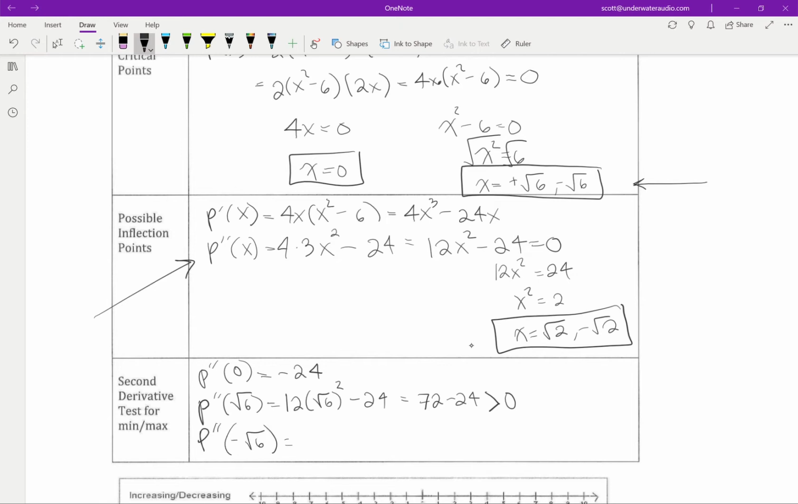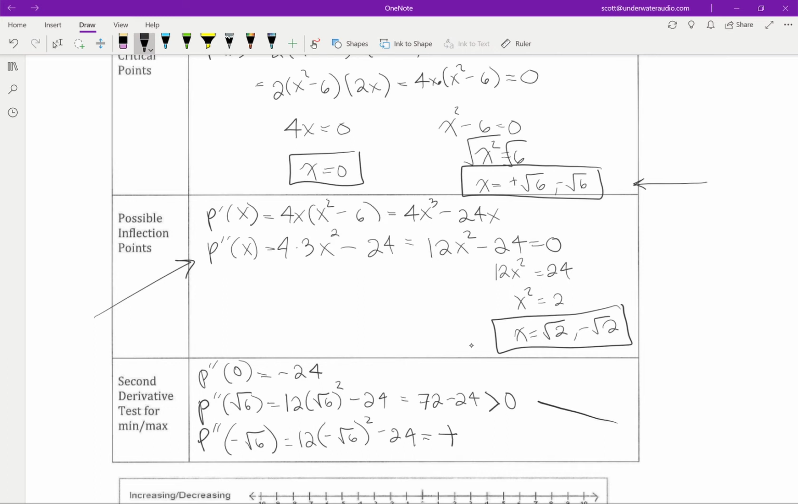So actually, I bet this is going to be exactly the same. So 12 times the negative square root of 6 squared minus 24. Yeah, so the negative in negative square root 6 gets squared and will be positive, and then the square root of 6 squared is going to be 6. So I end up with exactly the same thing as before. I know it's positive. Whatever it is, it's positive.